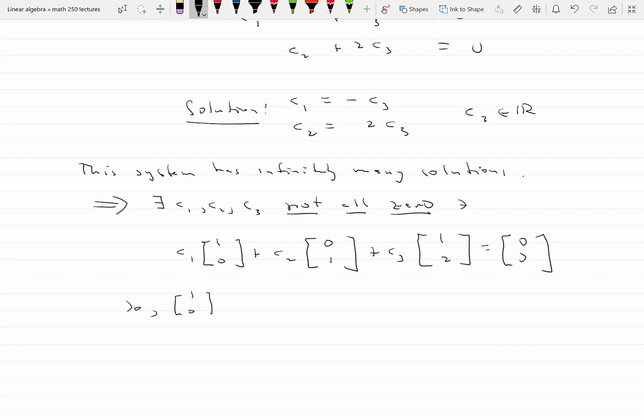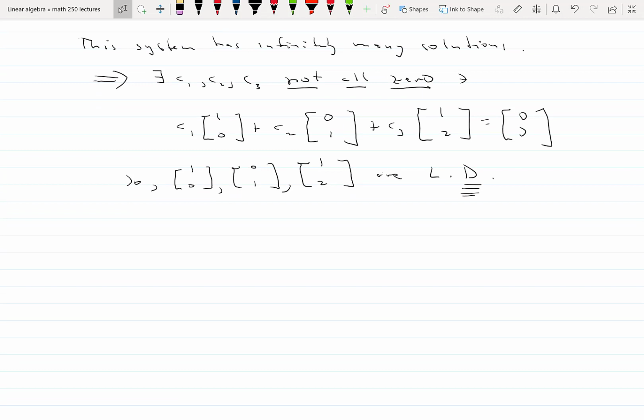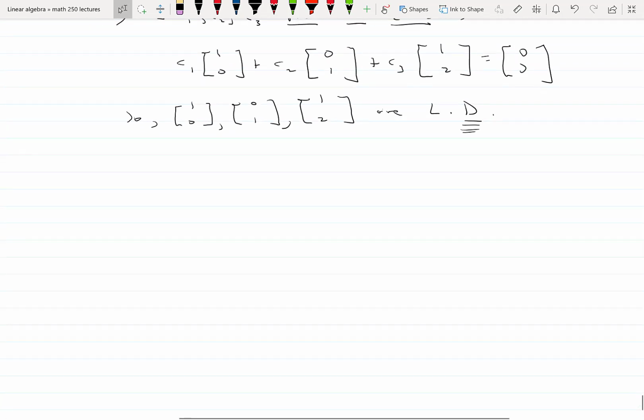So 1, 0, 0, 1, 1, 2, are linearly dependent. Okay. If the only constants you can find that solve the vector equation are 0, linear independence. If you can find constants that are not all 0, you have linear dependence. Linear dependence.